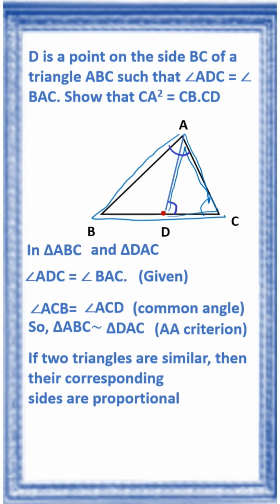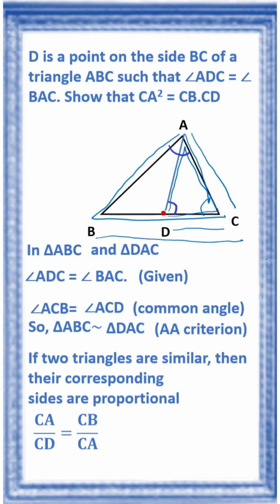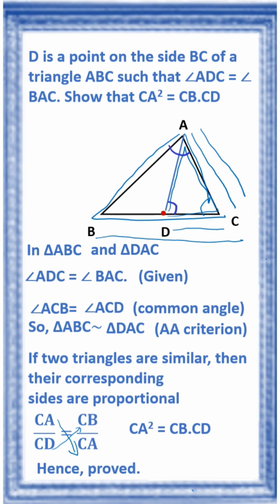If two triangles are similar, then their corresponding sides are proportional, isn't it? Now, so we have CA by CD is equal to CB by CA. CA, this is the bigger triangle ABC, by CD, the part of the smaller triangle, is equal to CB, the part of the bigger triangle, by CA, this is the part of the smaller triangle. Now cross multiply. What do you get? CA square is equal to CB into CD, cross multiplication. This is what we wanted to prove, hence proved.